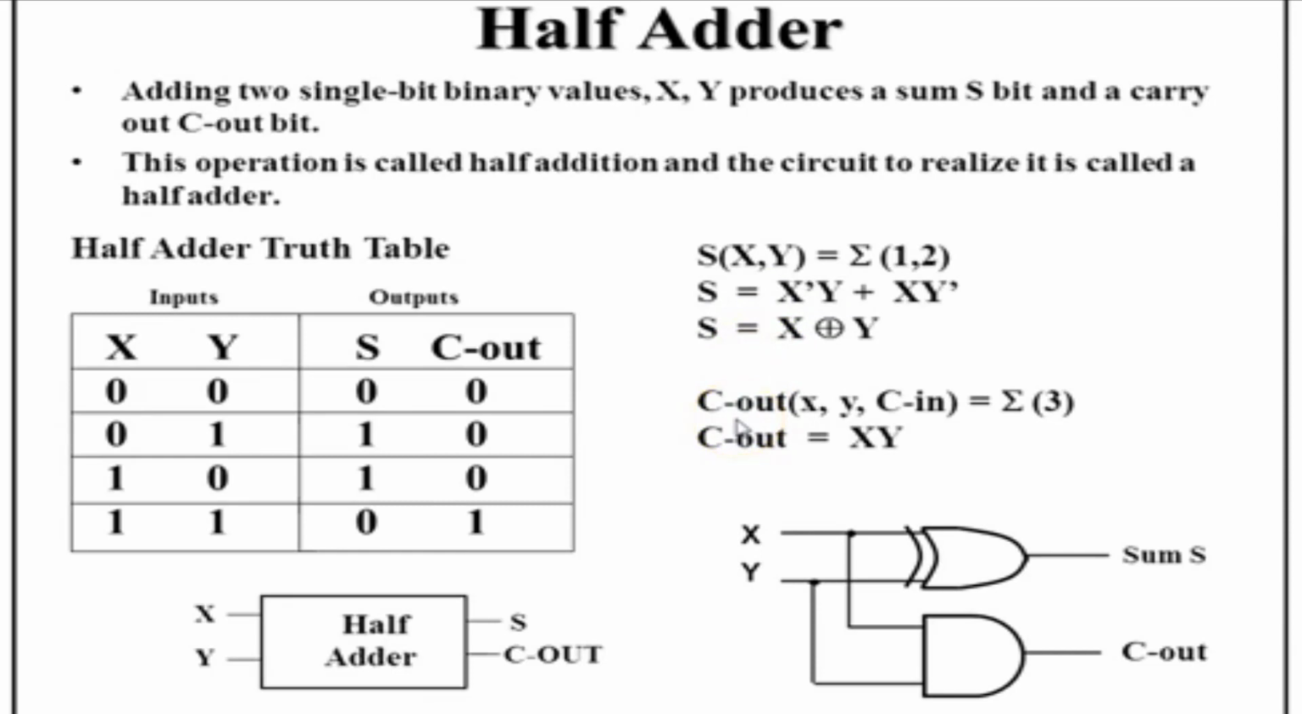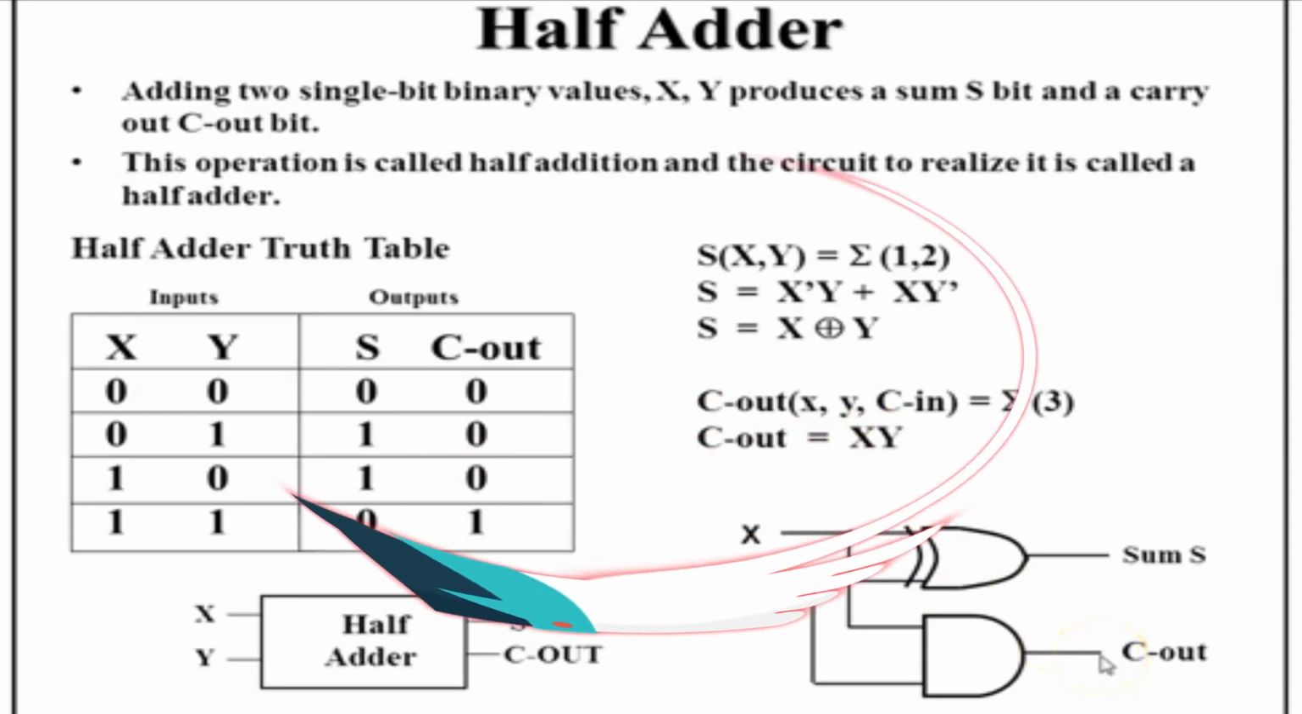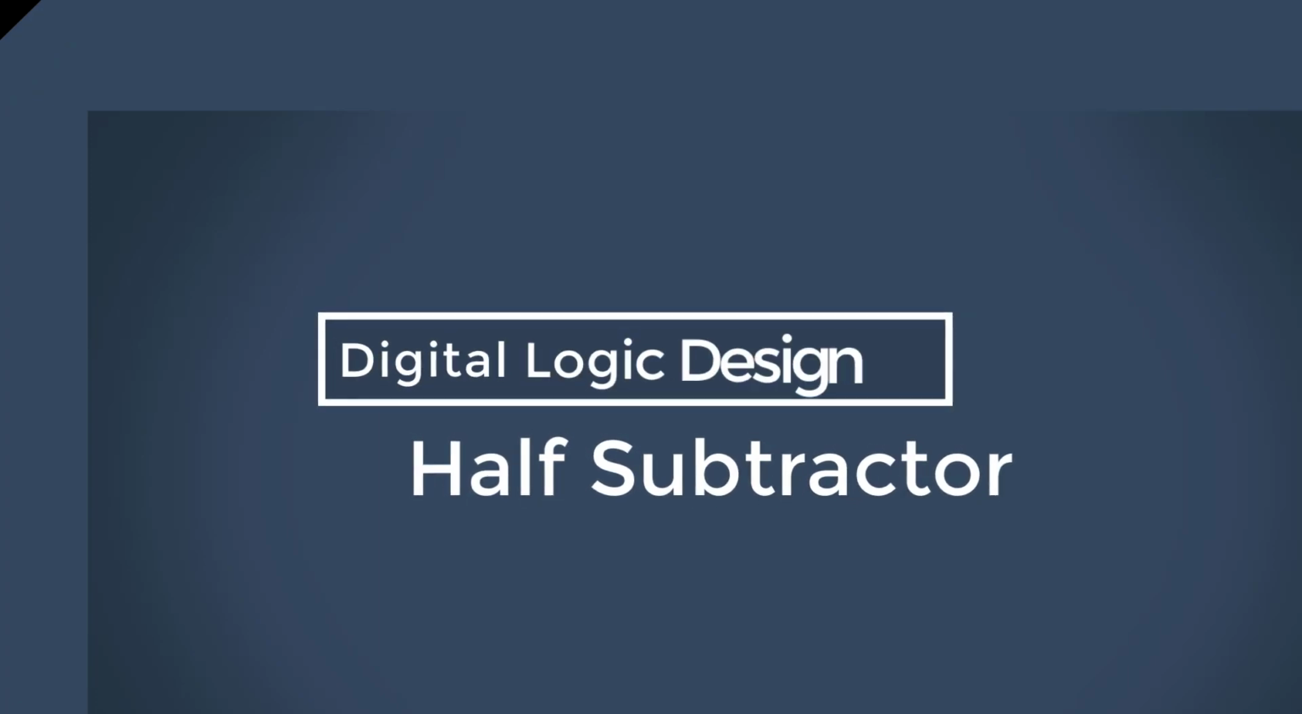And how about carry out? Carry out is high whenever x is 1 and y is 1. That means C out can be expressed as x into y. We can now draw the logic diagram of sum and C out, where sum is expressed in terms of XOR, so a 2-input XOR gate is sufficient to draw the sum. And then we have a 2-input AND gate which multiplies x into y and gives out C out. So this is about a half adder.